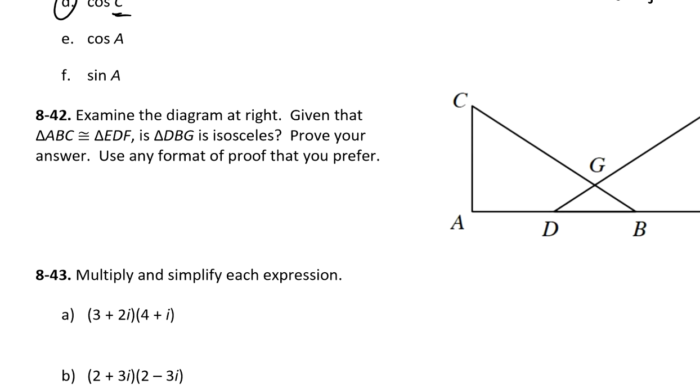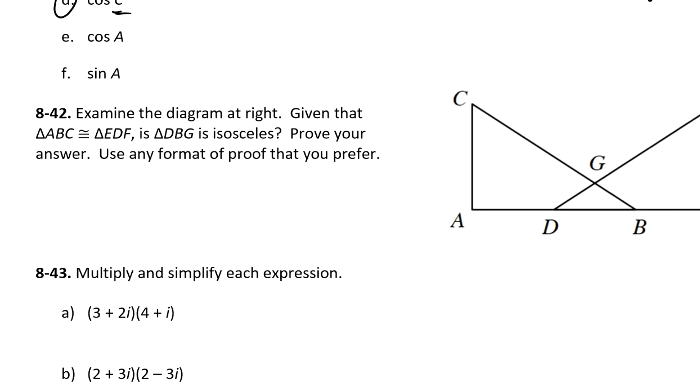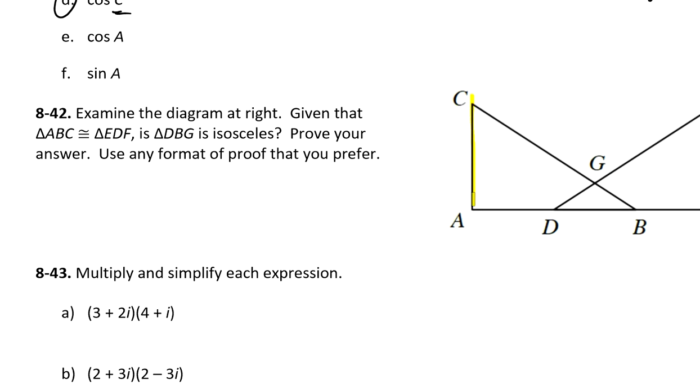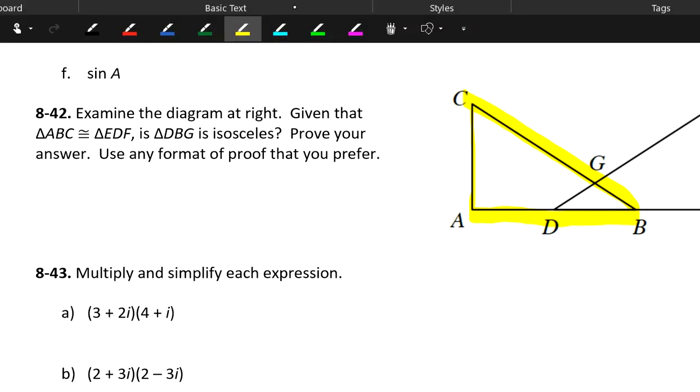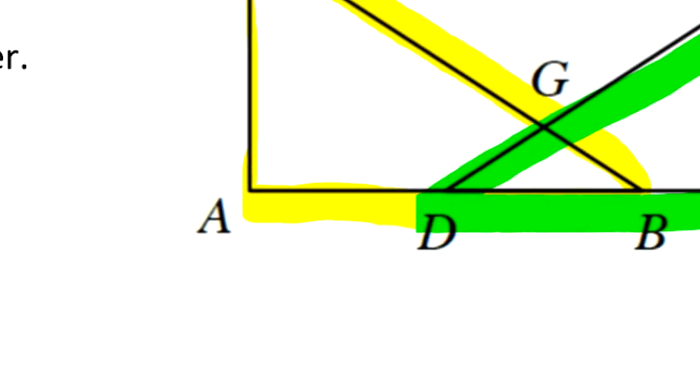Let's see this diagram. It says examine the diagram at right. Given that two of these bigger triangles here are congruent. Which triangles? A to B to C. Let me highlight them. One of them's A to B to C. That triangle is congruent to triangle E to D to F. So they're definitely overlapping each other, but they're congruent triangles. And then it says, hey, is this triangle right here in the middle isosceles?